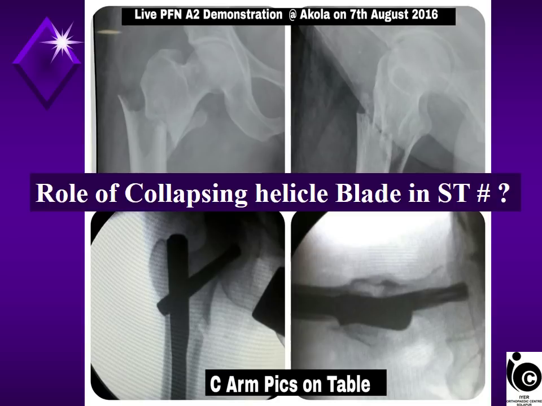Here I have used a PFN-A2 in a subtrochanteric fracture where there is no role of helical blade compression happening, but unfortunately you have to lock the blade to prevent the spinning of the head and neck. So I had to lock it and lose a little purchase. As you can see, the nail which I had hammered a little more inside has come back.